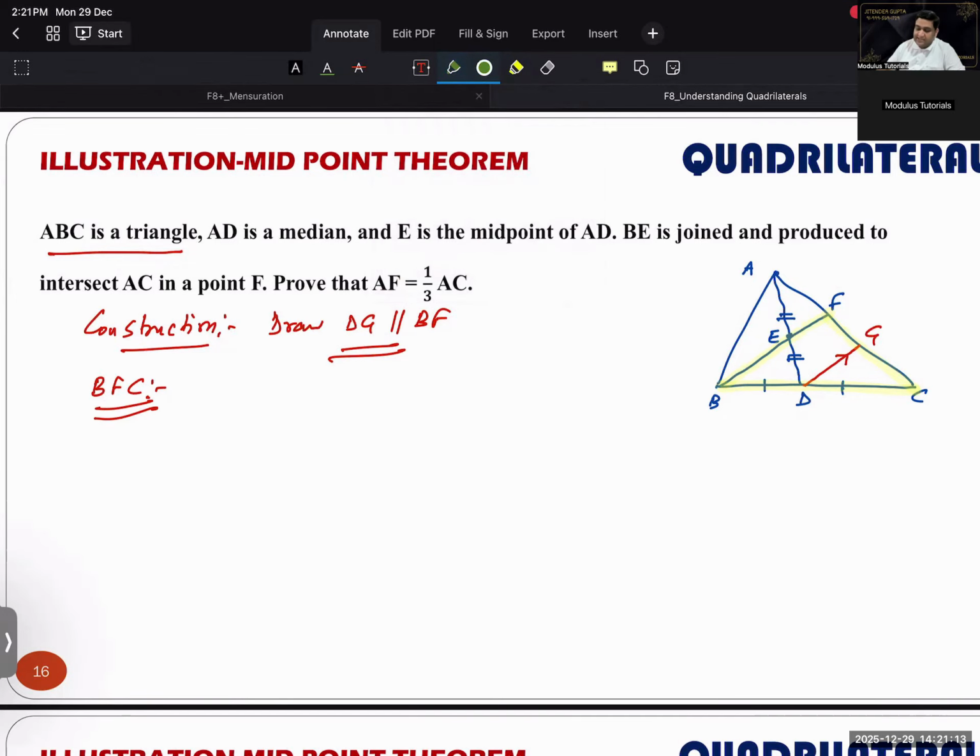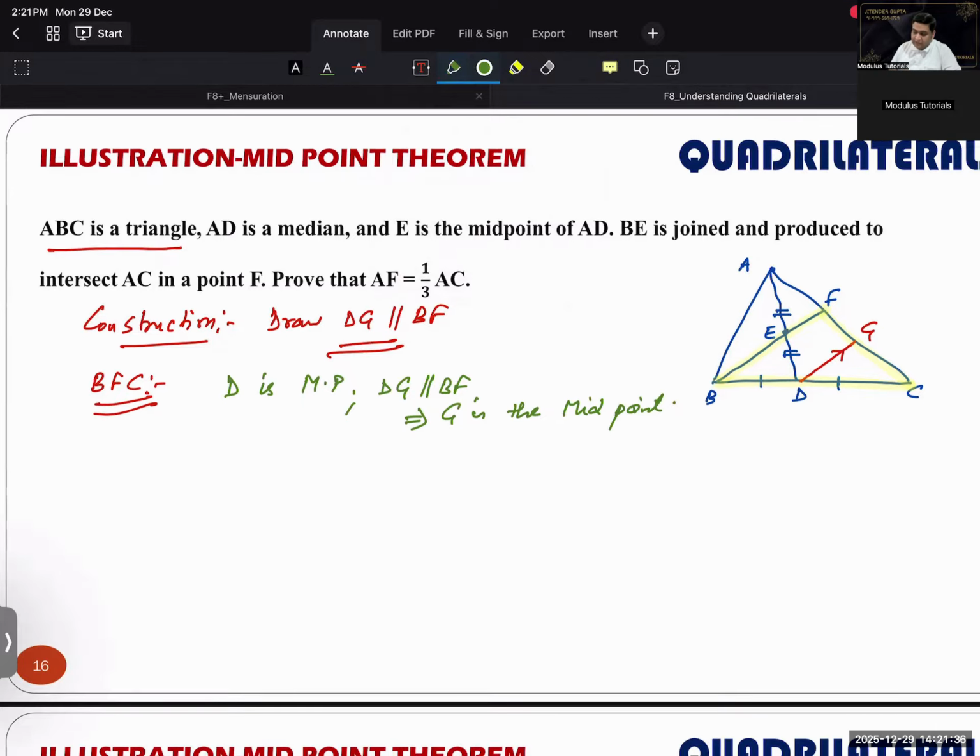Now in this triangle, D is the midpoint, given. And DG is parallel to BF, right? So therefore, by converse of midpoint theorem, G is the midpoint. There is no problem in this. Right, guys? So we can comfortably say that G is the midpoint, right?